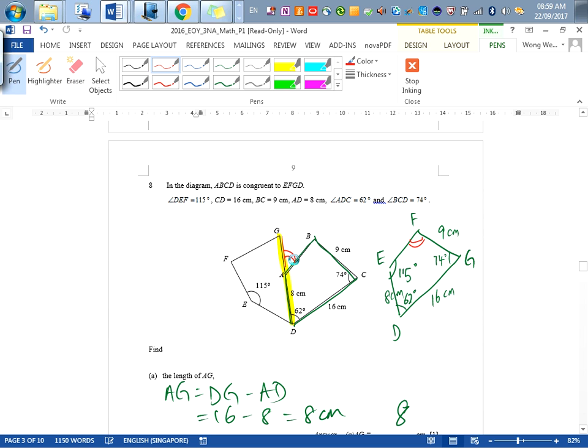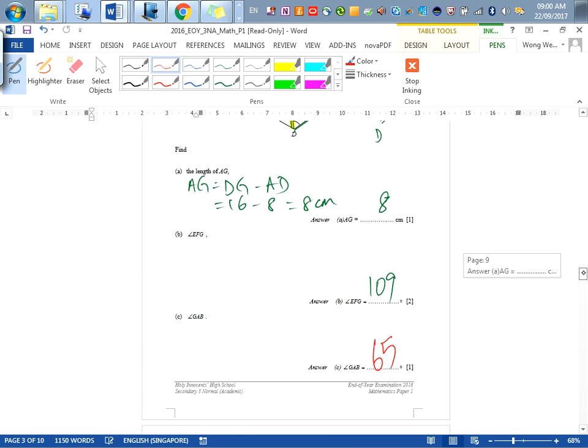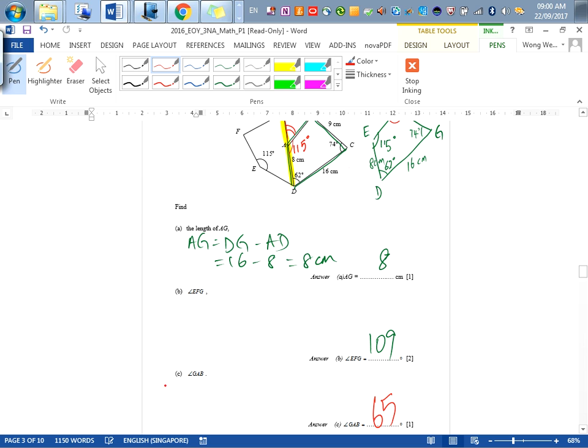So I want to find this angle GAB, right? This is actually 180 degrees minus this angle. What is DAB? Yeah, this is 115. So my answer for GAB will be 180 degrees minus 115 degrees. So angle GAB equals 180 degrees minus 115 degrees. This is the reason: adjacent angles on a straight line. This is 65 degrees.